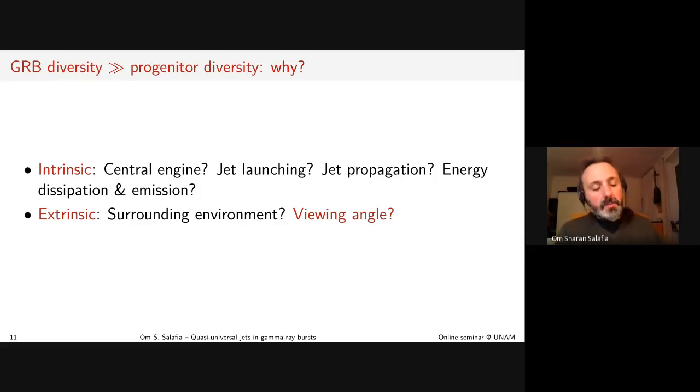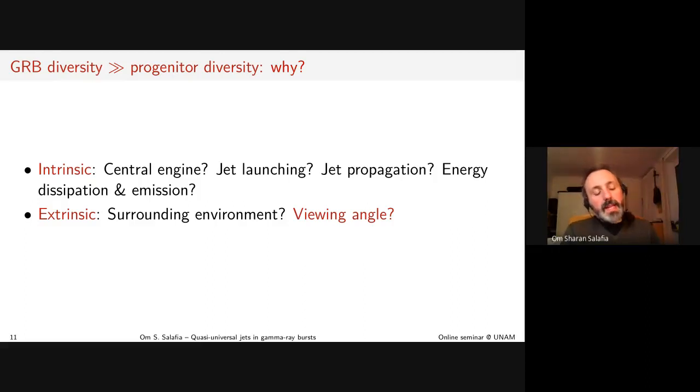Related to these, it could also be that the jet launching mechanism, which produces the jet from the remnant, has a large variability because of a number of possible parameters which can change, which are again the spin or the magnetization of the stellar material or of the merging neutron stars.